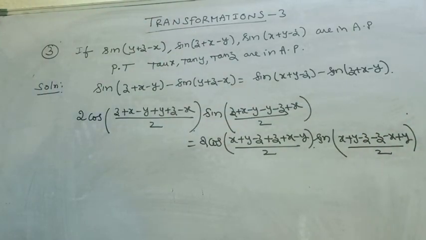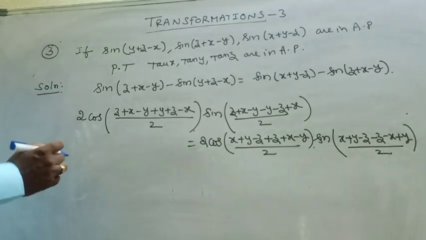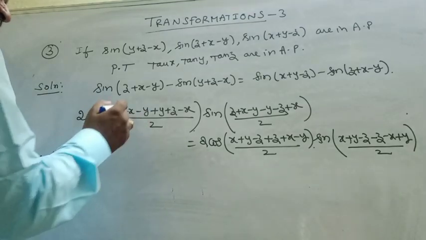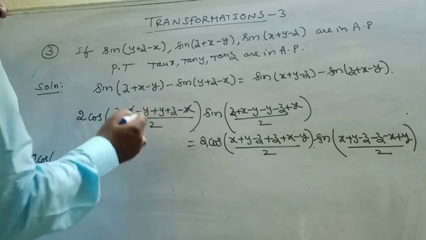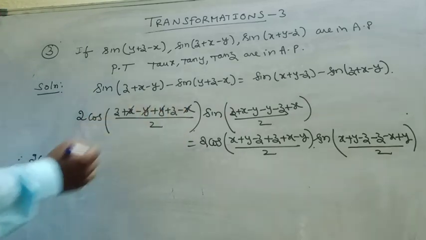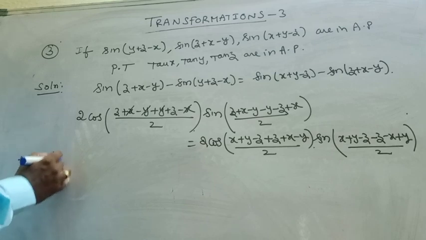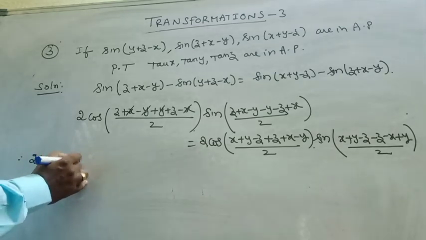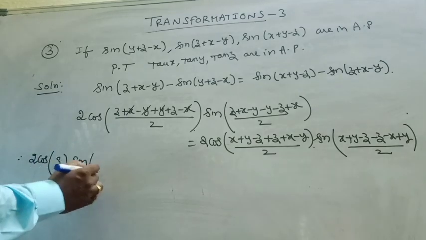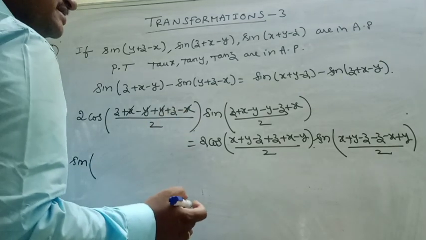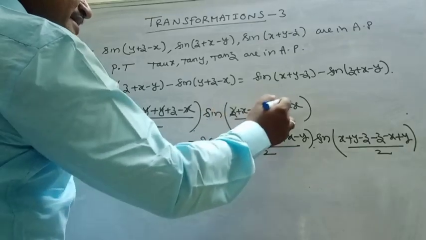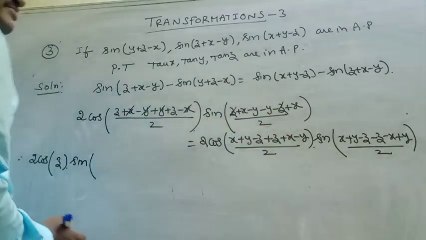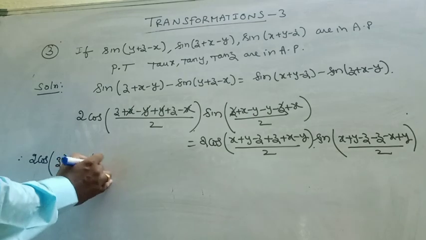Fine. This is what we have got; we just applied the sin C minus sin D formula. Now let us see, my dear students. Here, anything will cancel: let us observe, plus x and minus x will cancel, minus y and plus y will cancel. 2z by 2 is nothing but z, so 2 cos z. And for the sine, plus z and minus z will cancel, and we are having 2x minus 2y by 2, that is nothing but x minus y.